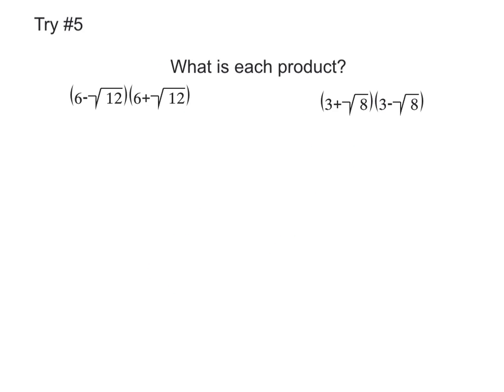Okay, so I could just prove my point in the beginning, or I could just work it out. So I'm going to prove to you first that our answer is going to really be 6 squared minus the square root of 12 squared, right? Because they're conjugates, so that would mean that this is going to be 36 minus 12, which is going to give us 24. But let's do the box method to prove that that's true.